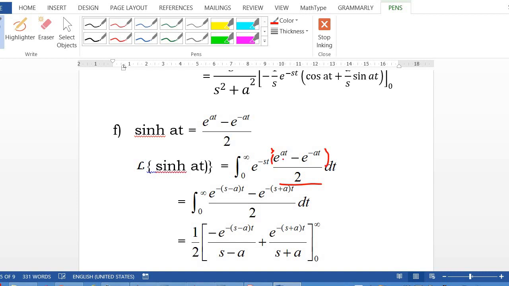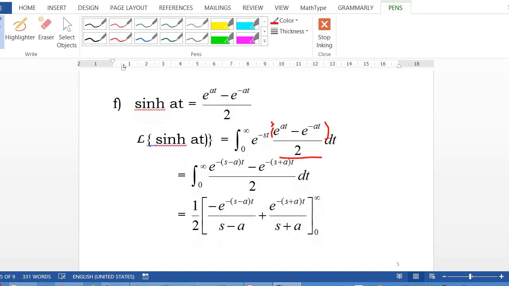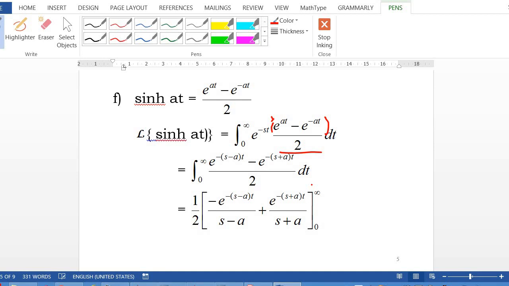Multiply the first term first. You have exponent negative st, so negative negative, this is plus at. Then this is minus here, so exponent negative st, minus at. So negative st, negative positive a, so negative at. Hence, you can easily integrate it without using the tabular method. In this case, there is no need to use the tabular method. Just combine the exponential terms using the index formula.